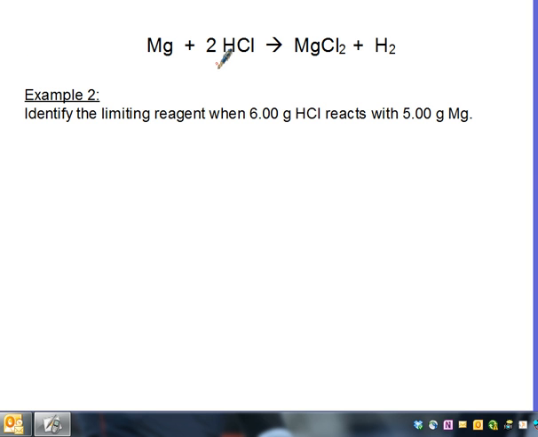All right, so same problem. Identify the limiting reagent, but instead of having moles to start with, we have grams. Okay, let's do 1 and 2 again. Put the 1 and 2 at the top.